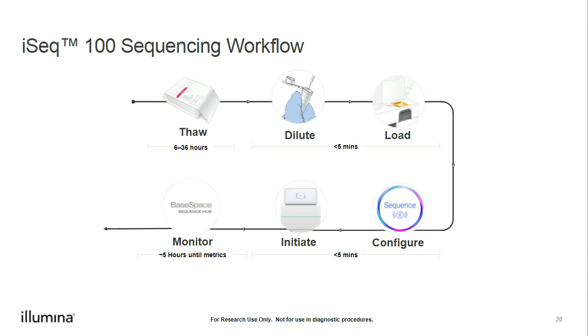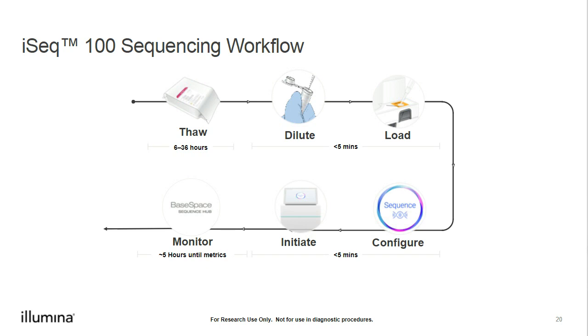Notice here that we're not doing a denaturation step. With the iSeq 100, we are actually loading double-stranded DNA onto that cartridge. And then the cartridge will do that denaturation for you. After we've loaded our cartridge up, we're going to go ahead and set up our run on the instrument, whether that's through Local Run Manager or through a manual run setup.